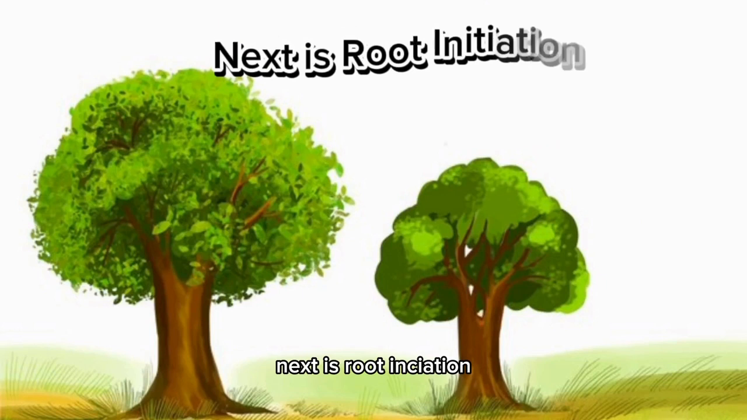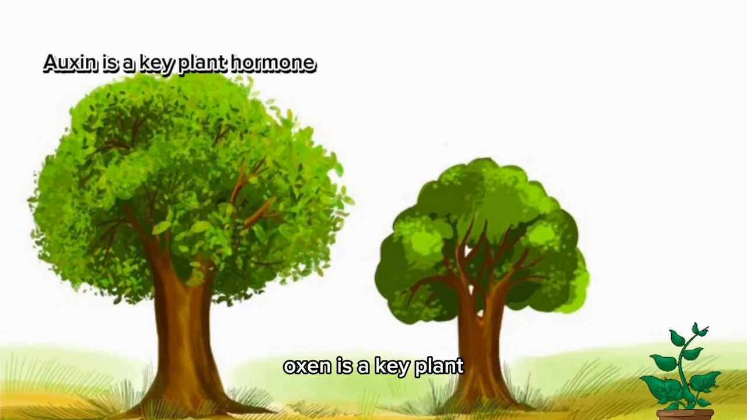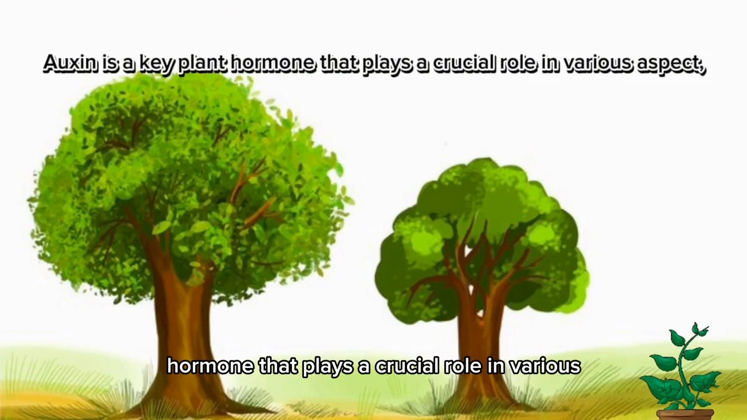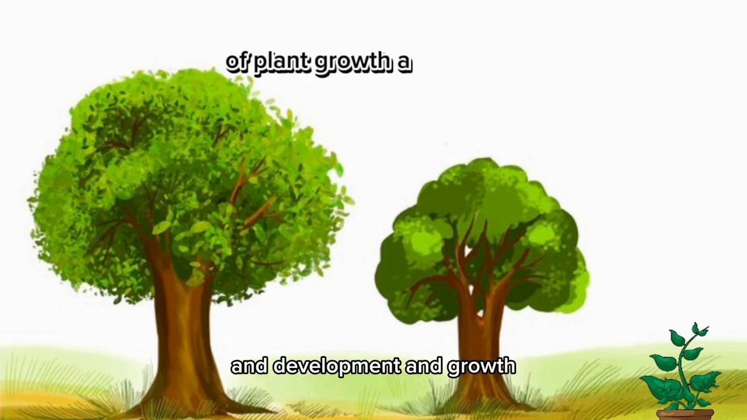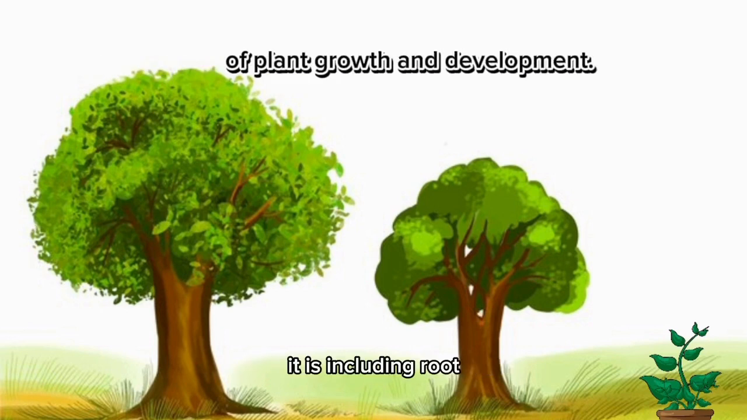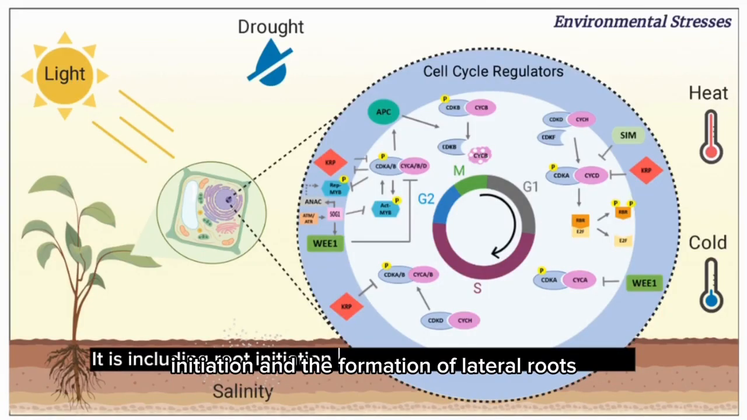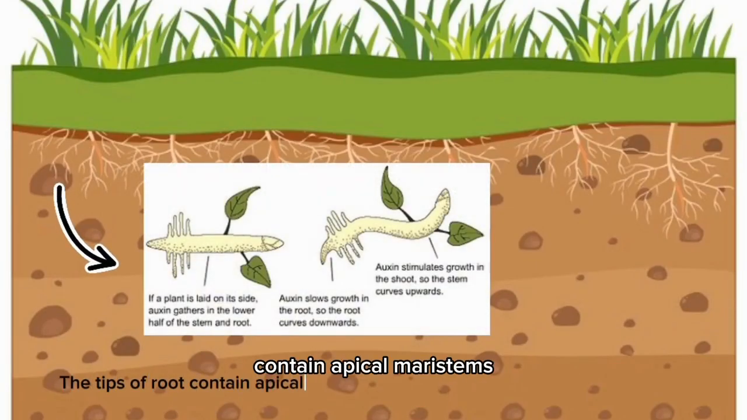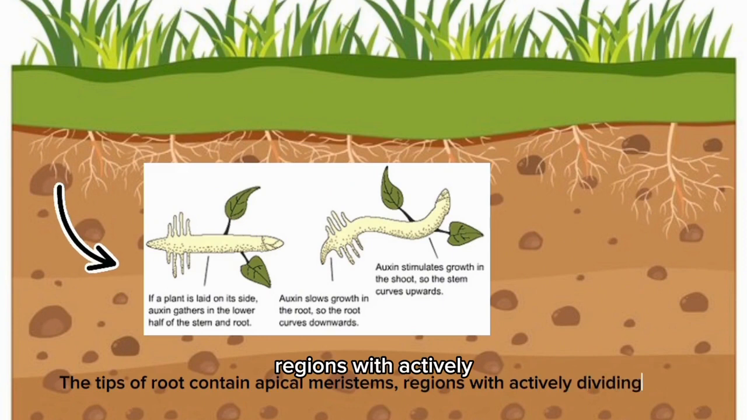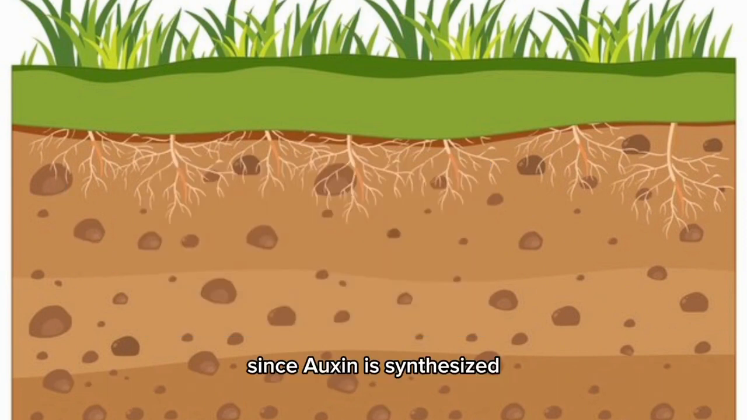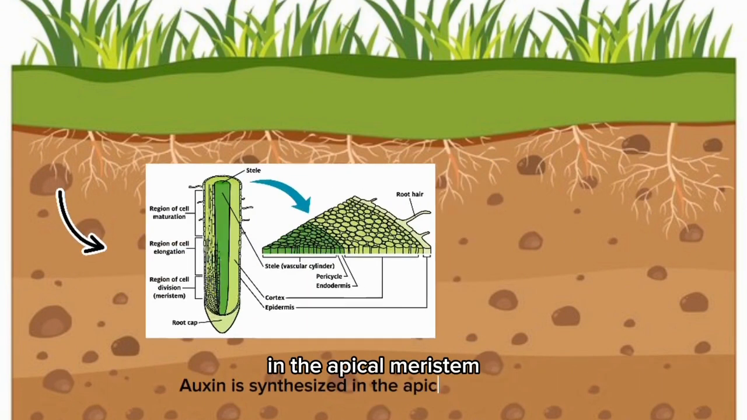Next is root initiation. Auxin is a key plant hormone that plays a crucial role in various aspects of plant growth and development. It includes root initiation and the formation of lateral roots. The tips of roots contain apical meristems, regions with actively dividing cells. Auxin is synthesized in the apical meristem.